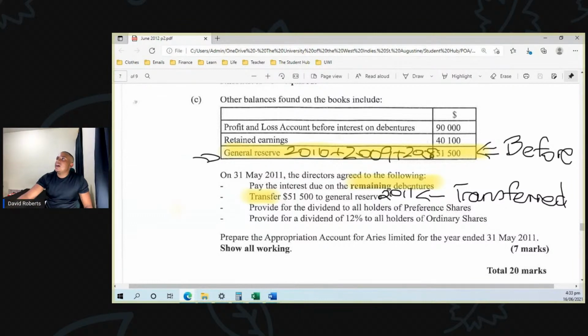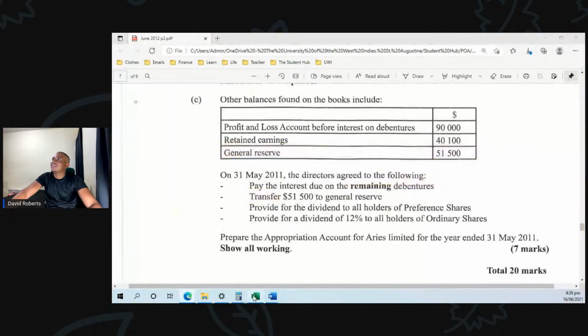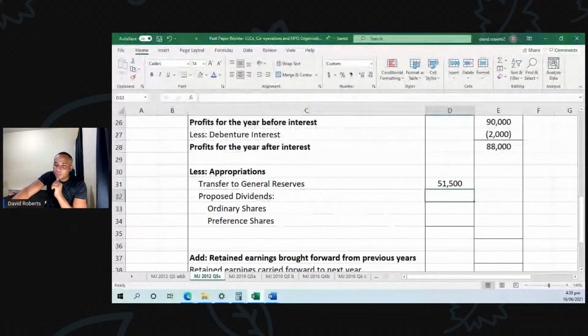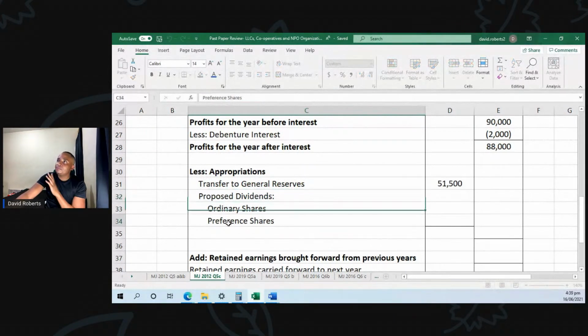So we are back to the question, and we would have transferred 51,500 to our general reserve, right? Great. So this is it here. Now, as well, we have the board of directors. They would decide to transfer a certain amount of dividends. So they will propose the preference dividends.